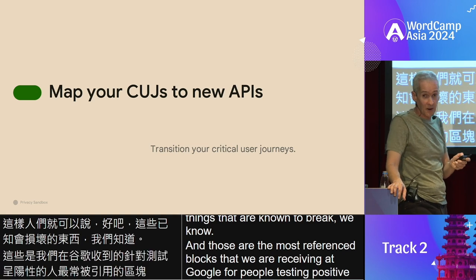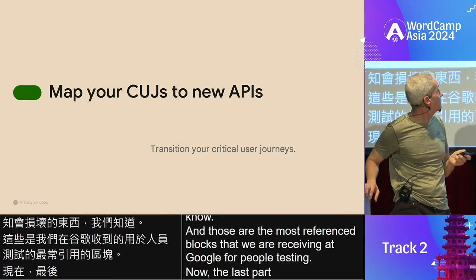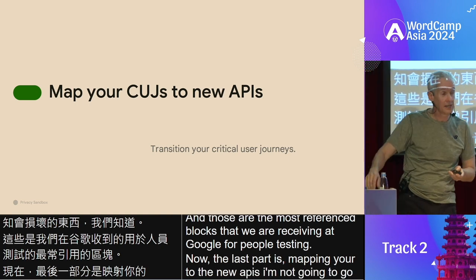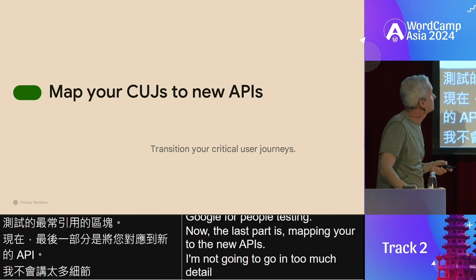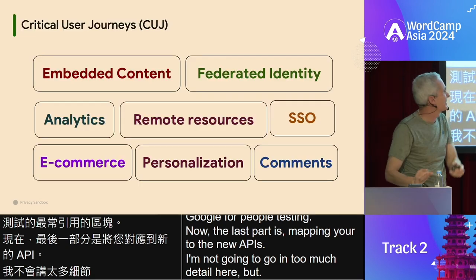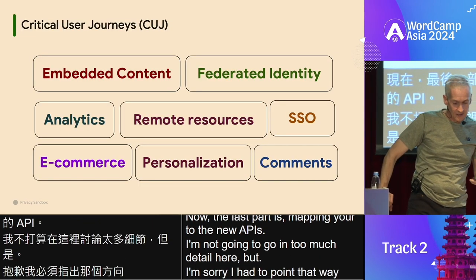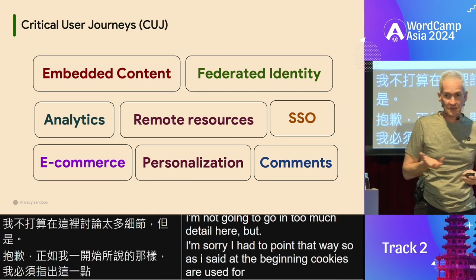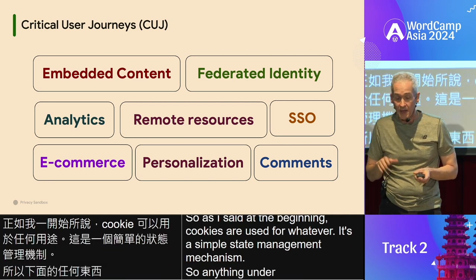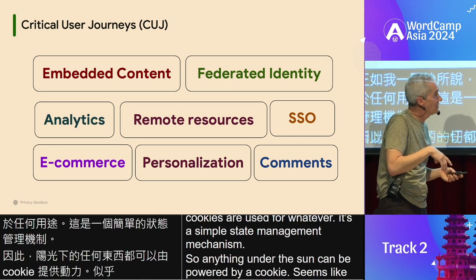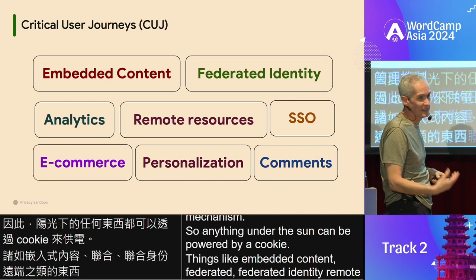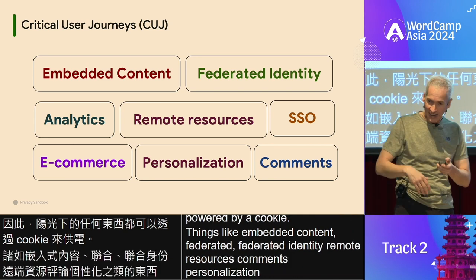Now, the last part is mapping your CUJs to the new APIs. I'm not going to go into too much detail here, but, sorry, I had to point that way. So as I said at the beginning, cookies are used for whatever. It's a simple state management mechanism, so anything under the sun can be powered by a cookie. Things like embedded content, federated identity, remote resources, comments, personalization, you name it. A lot of things can be.